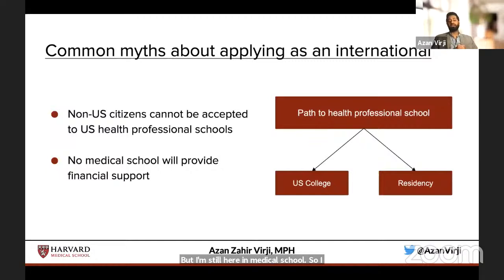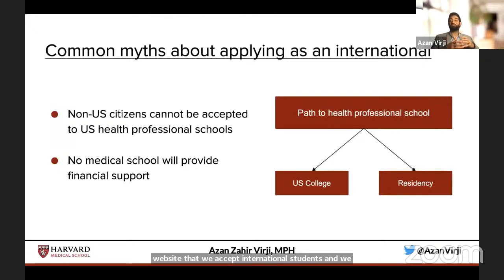So if you are a non-US citizen, yes, the path is challenging, and there are a lot of hurdles along the way, but when it comes to acceptance, it is possible, right? When it comes to being able to submit your application to a US medical school and having them look at it, it is possible. They will take a look at it. I think across the states, there are just over 40 medical schools, I believe, that will actually say on their website that they accept international students.